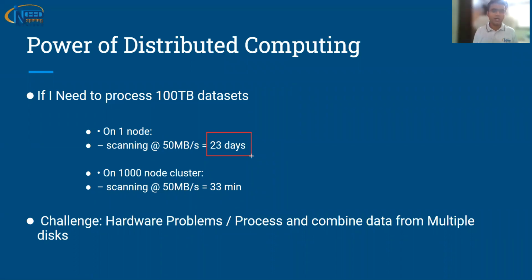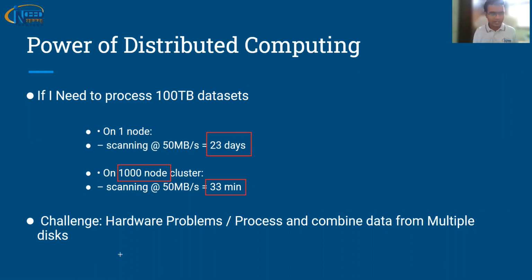The same data, if you process in a 1,000 node cluster, at the same 50 MB per second speed, can be done in 33 minutes. Imagine, you just applied for some examination, you sat it, you have attempted, let's say it is a subjective examination. By the time you are reaching your home, your results are out, right? So quick, right? So this is the power of distributed computing.